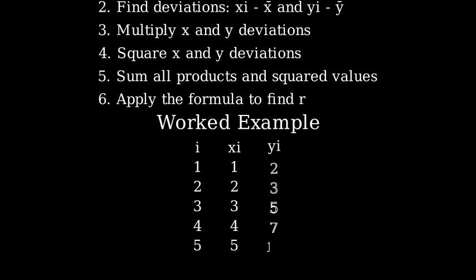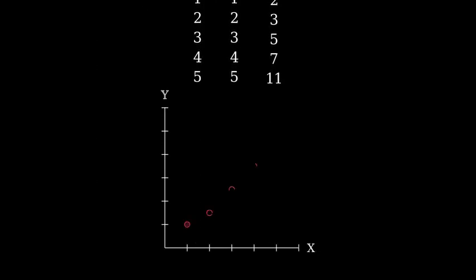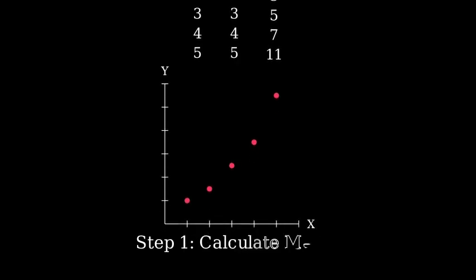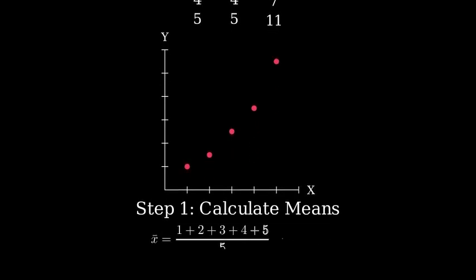Suppose we have 5 paired observations of x and y values as shown in this table. We want to find out if there's a correlation between these variables and how strong it is. Step 1. Let's calculate the means of our x and y values. The mean of x, or x bar, equals the sum of all x values divided by the number of values.